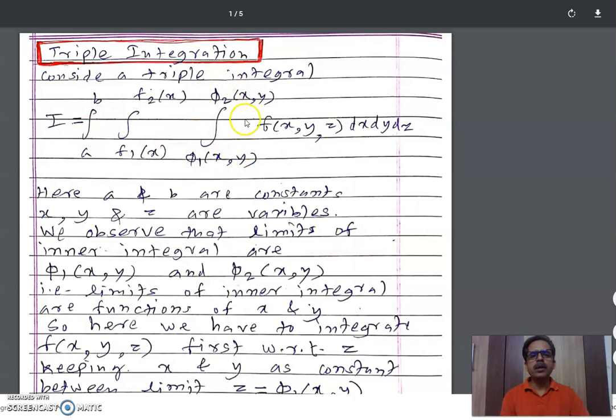This is called the inner integral and this is the outer integral. You can see that the limits of the inner integral are functions of x and y. That means first we have to integrate with respect to z, and these are the limits of z. This is the lower limit of z, this is the upper limit of z. While integrating this function with respect to z, we have to keep x and y constant. Once you perform this calculation, the problem of triple integral will reduce to a double integral.